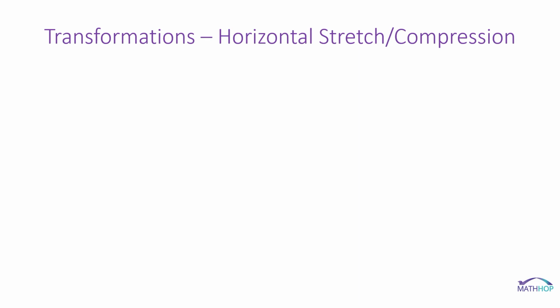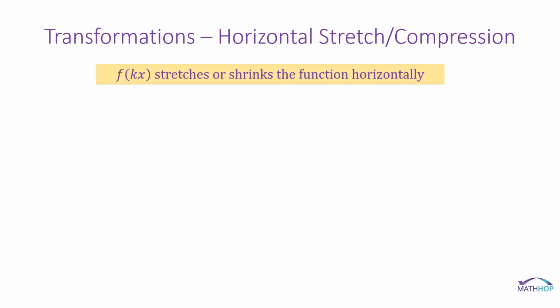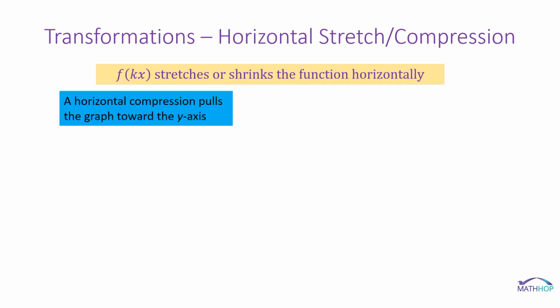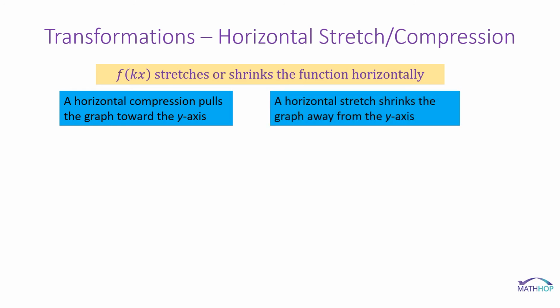All right, let's look at horizontal stretches or compressions. This is when we have f of k times x. So the k is not being multiplied to the function, it's being multiplied inside to the x value. And that's going to stretch or shrink horizontally. A horizontal compression pulls the graph towards the y-axis, and a horizontal stretch pulls the graph away from the y-axis.